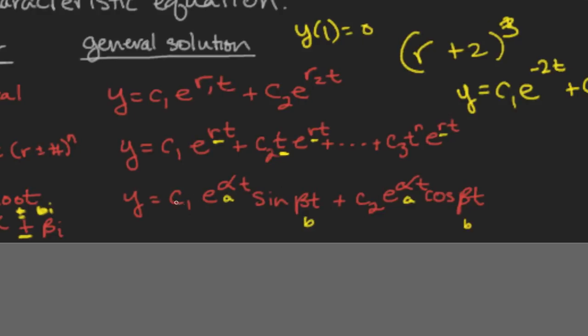So here we have C1 e to the alpha t sine beta t, and the main thing that you see is that it's an exponential function, then the trig, and then the same exponential function, then the other trig, sine, then cosine. All right? So make sure you check out, there will be a video for each one of these.